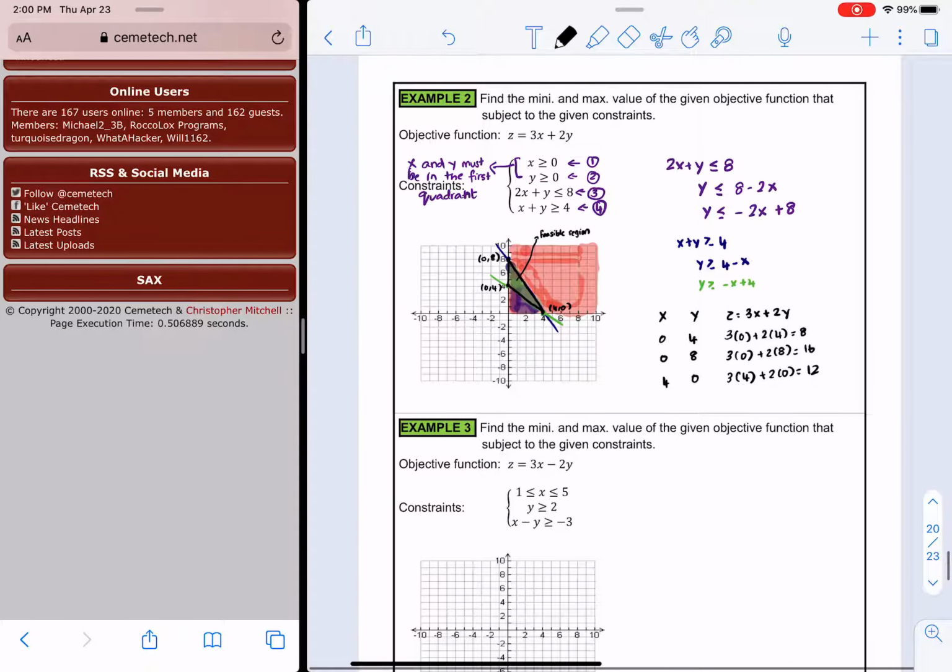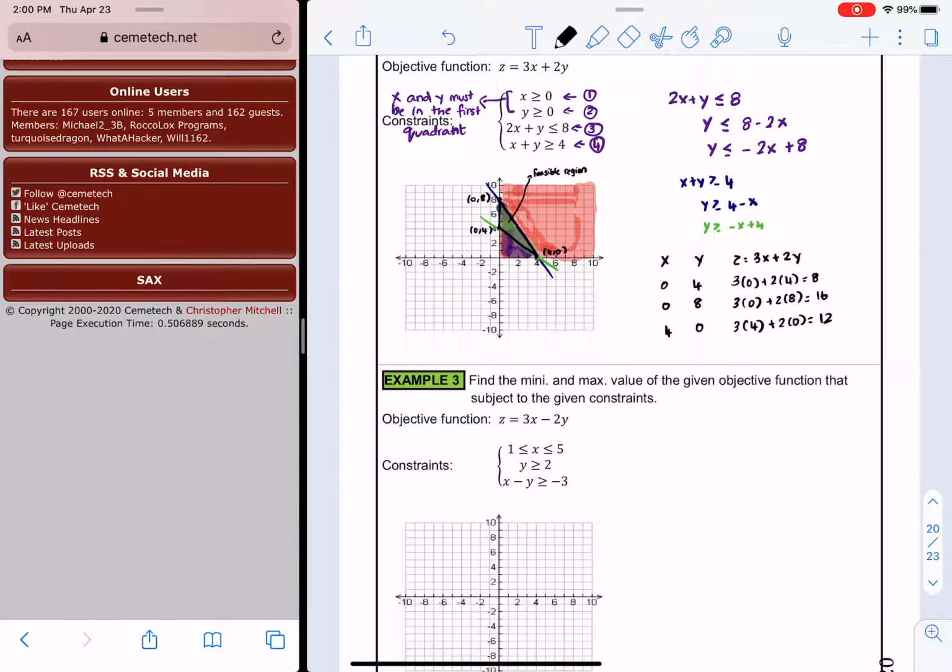And the goal is to find the minimum and maximum value of the objective function. So the minimum value here is 8. The maximum is 16. So a minimum of 8 occurs at x is equal to 0, y equals 4, and a maximum of 16 occurs at x is equal to 0 and y equals 8.